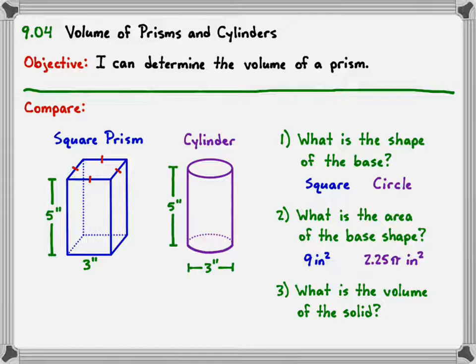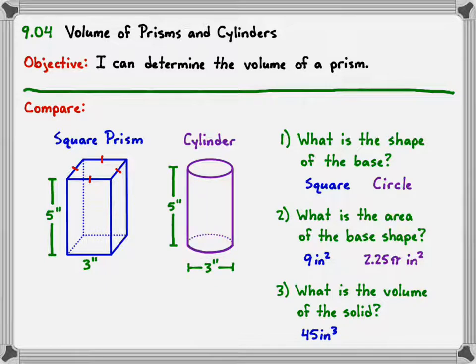But before we do that, we would basically say length, which is 3, times the width, which is 3. Notice that's 9. And then we'd multiply it by the 5. So 9 times 5 is 45 inches cubed. For the cylinder, again, we're going to take the area of that bottom shape and multiply it by 5.